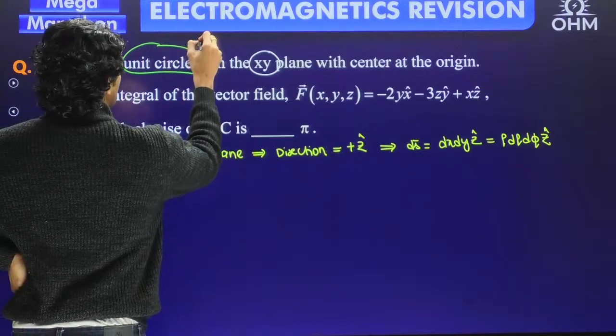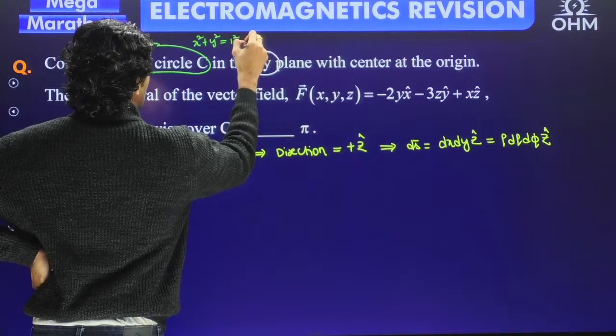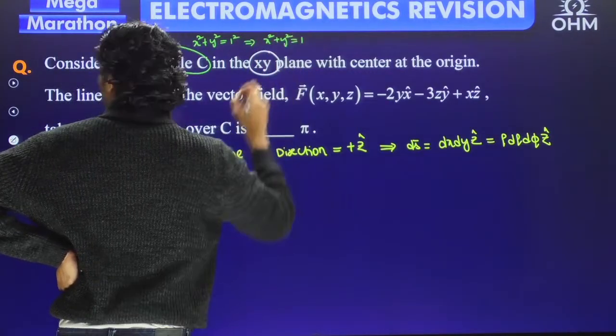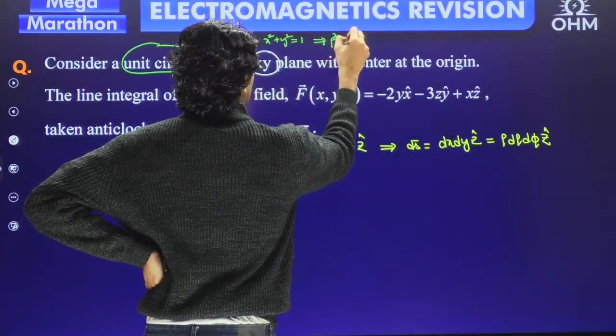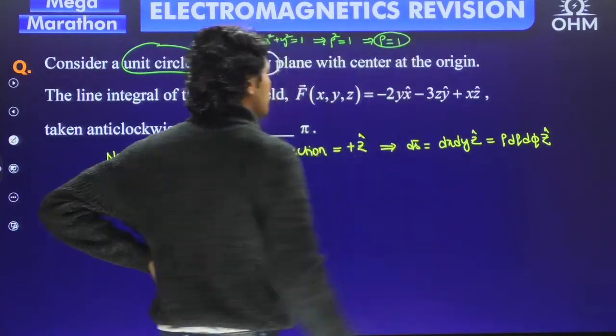Since this is a unit circle, the equation is x square plus y square is equal to 1 square. So it means that rho square is equal to 1, which means rho becomes equal to 1 on the path. That is what is given.